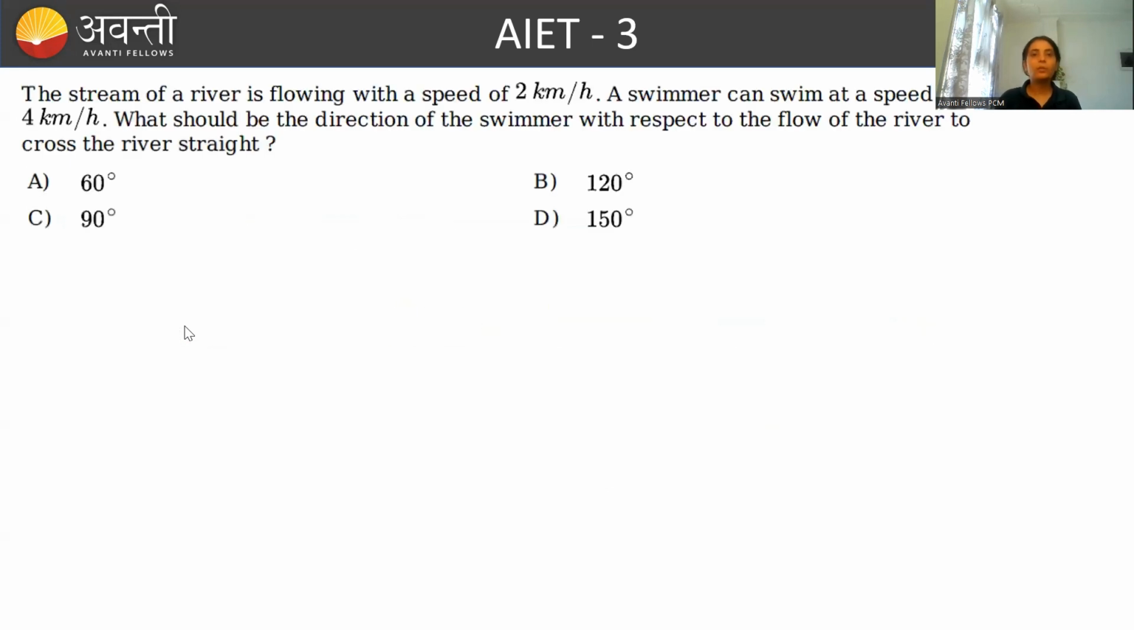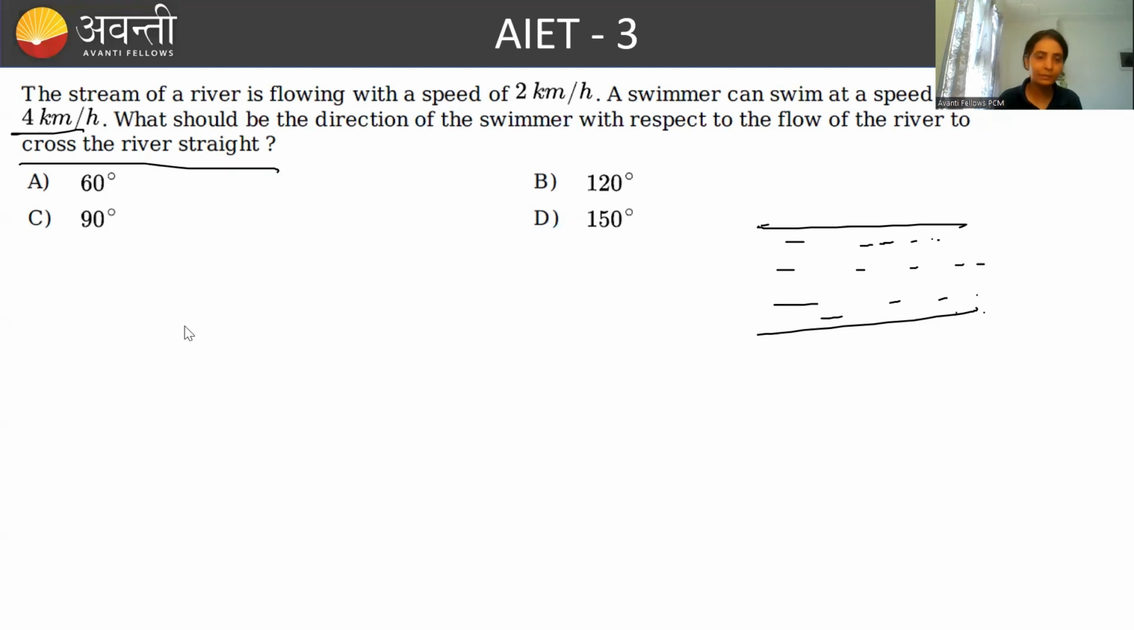Okay? Now let's move on to this question. Again, this is a very easy question from river and boat problems. So what is here? The stream of river is flowing with a speed of 2 km/h. Okay? This is your water. Okay? And water is flowing with a speed of 2 km/h. A swimmer can swim at a speed of 4 km/h. What should be the direction of the swimmer with respect to the flow of the river to cross the river straight?